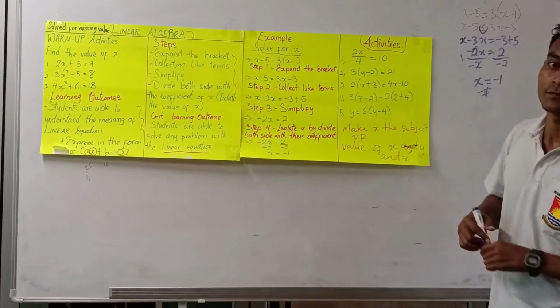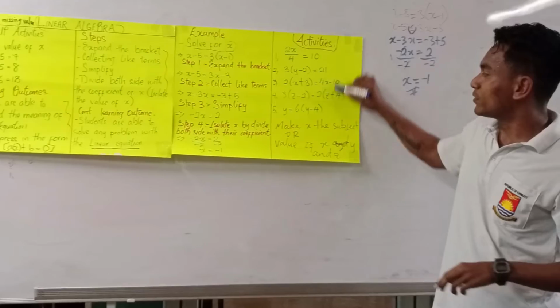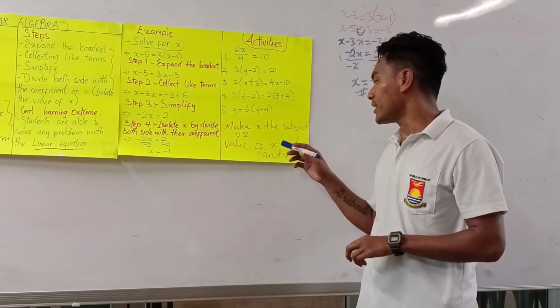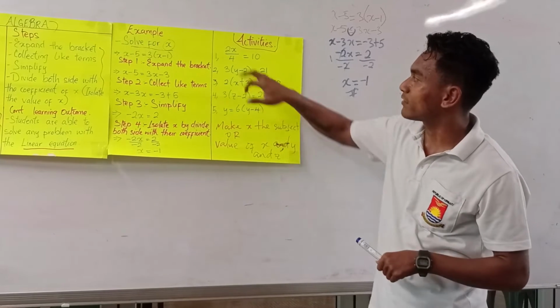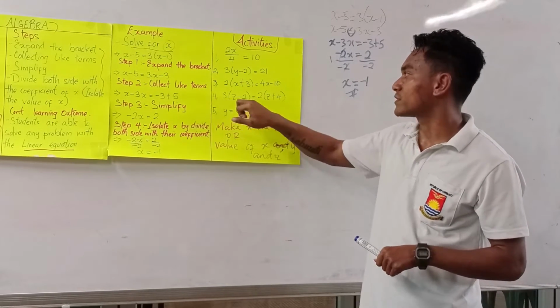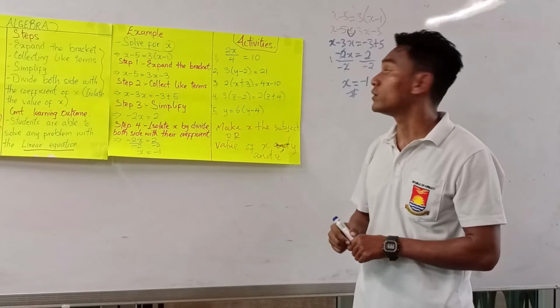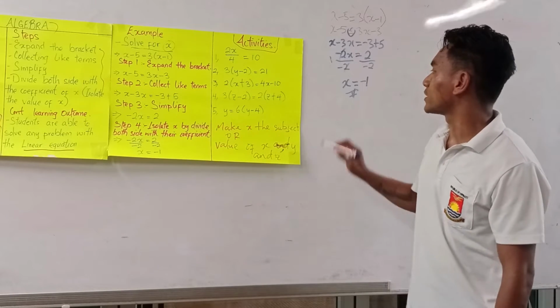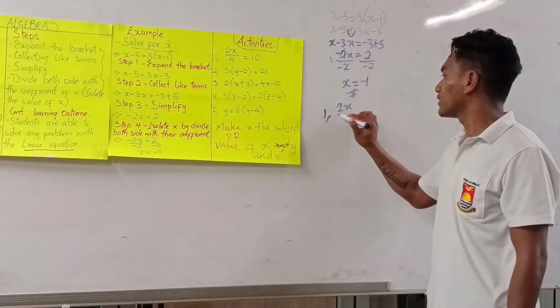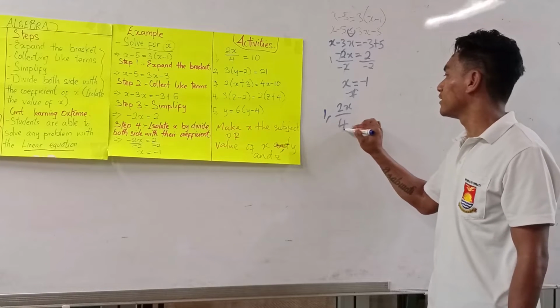Okay, we start. In the activity here, you find the value of x, y, and z. Question 1, find the value of x. Question 2, find the value of y. Question 3, find the value of z. So let's do it together. Number 1: 2x divided by 4 is equal to 10.